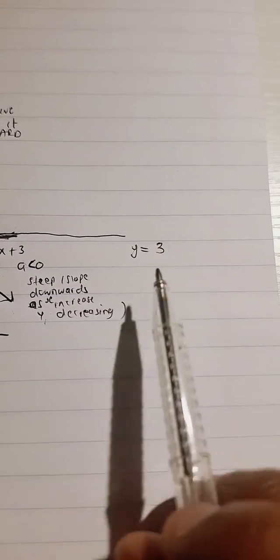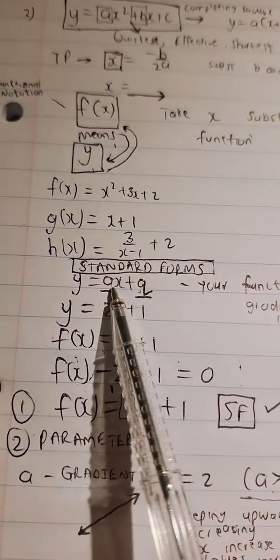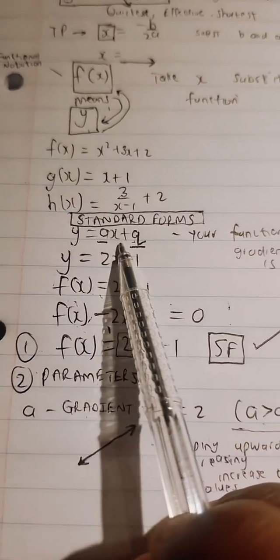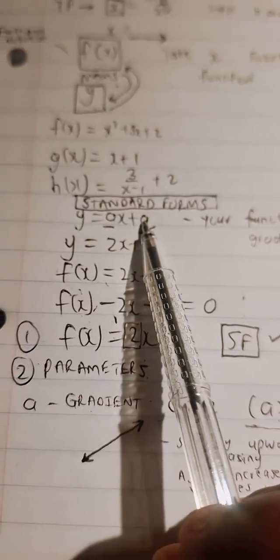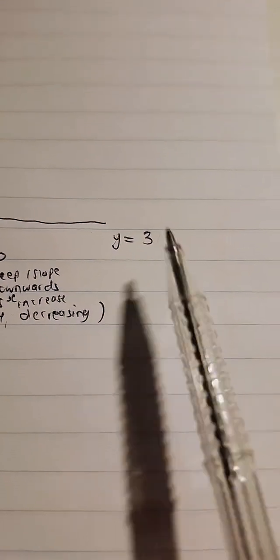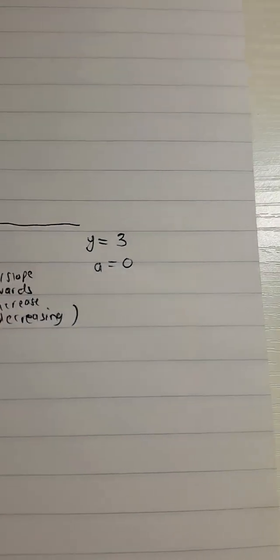There are other scenarios which I want to quickly look at, and that is when y is equal to, let's say, y is equal to 3. Here, do we have this ax part? No, we don't. If there's only the q value, that's why we're saying y is equal to 3. Then what does that mean about a? It means a is equal to 0. What do we know when a is equal to 0? Our line will be horizontal.